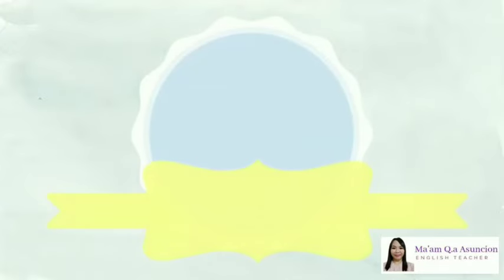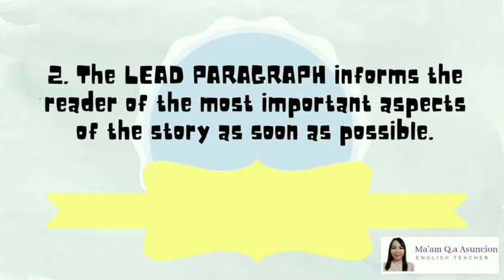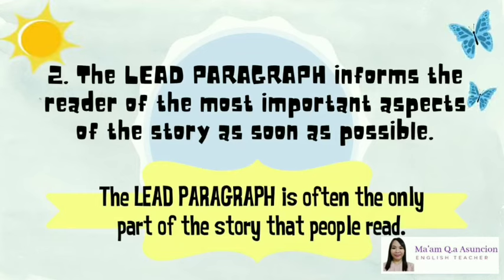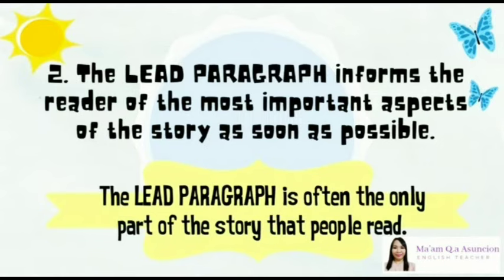The lead paragraph informs the reader of the most important aspects of the story as soon as possible. The lead paragraph is often the only part of the story that people read. A lead is an opening paragraph that gives the audience the most important information of the news story in a concise and clear manner, while still maintaining the reader's interest. If a reader does not read beyond your first paragraph, they should still have an idea of what your article is about and the most important information from that article.